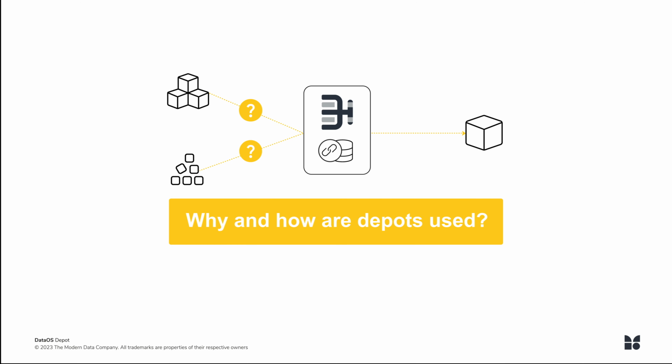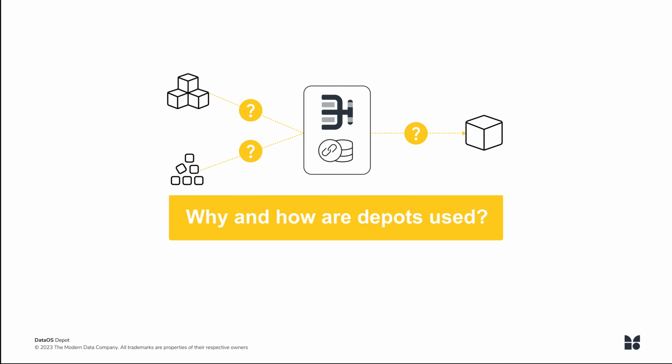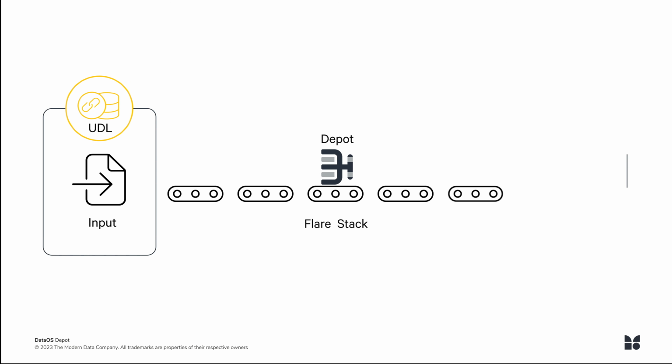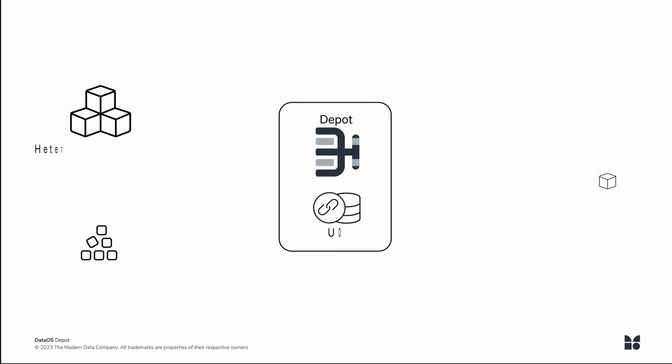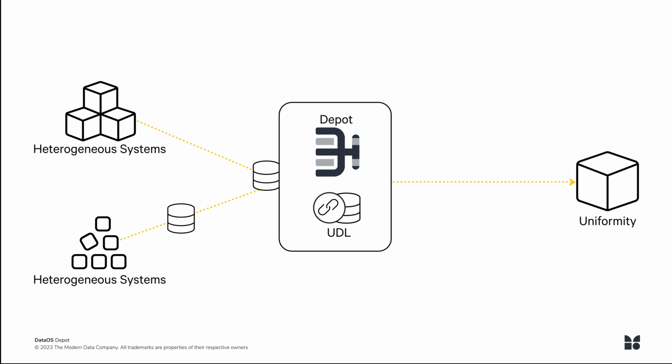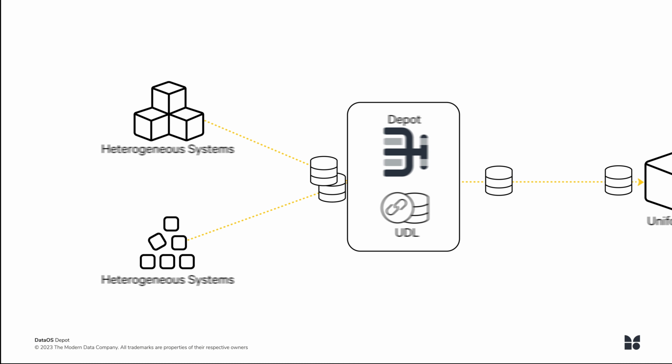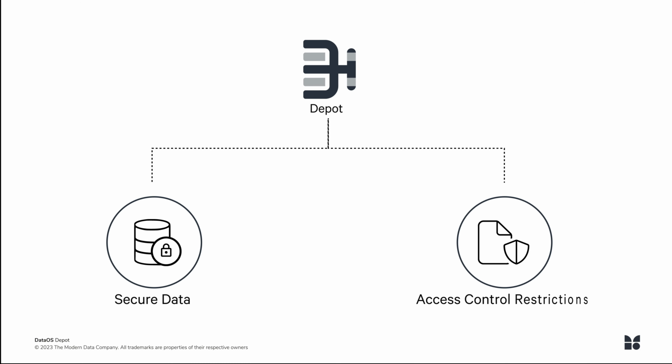Now, let's try to understand why and how a depot is used. First, you can use UDL to access data in various stacks and applications of DataOS. For instance, you might mention the UDLs as the addresses of your input and output datasets within the Flare stack. The reference dataset can now be subjected to operations like transformation, policy, or tag assignment, and many more. By having a fixed taxonomy in the form of UDL, Depot brings uniformity to how you work with data from heterogeneous systems. A depot also incorporates default access restrictions of the source system to secure the data.